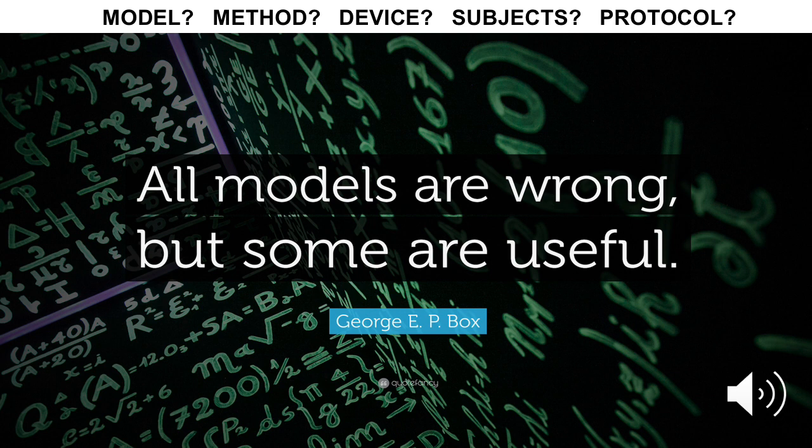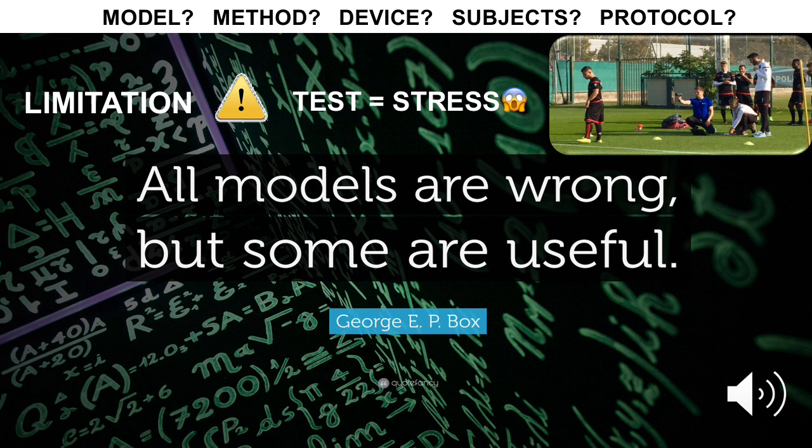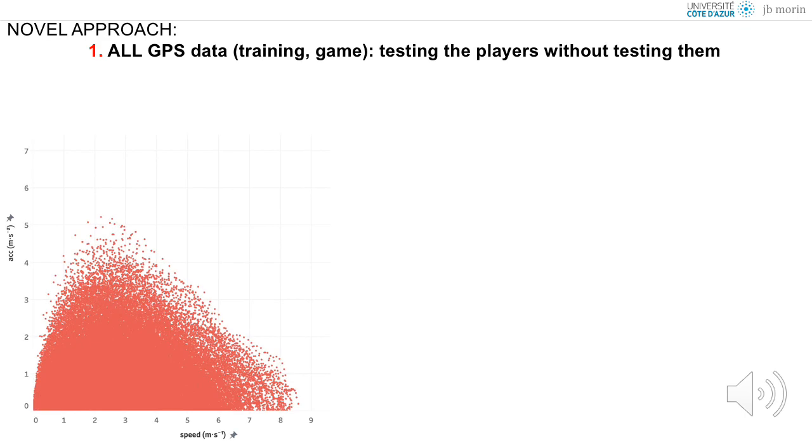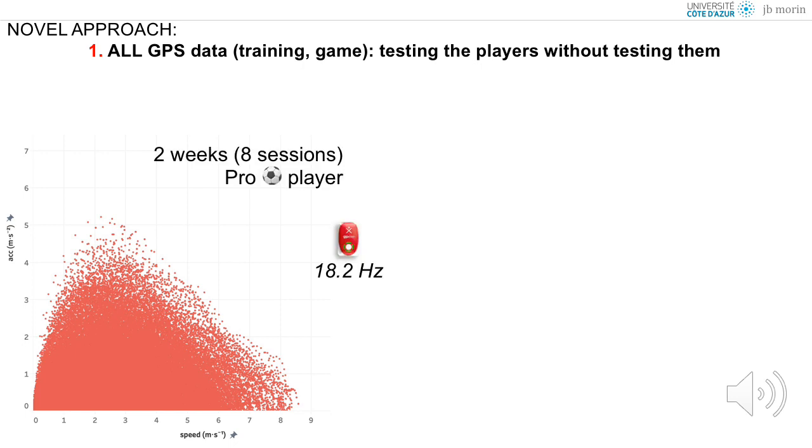However, one of the main limitations is that you need to do a test. And as you know, a test is a stress for football players and for team sport players and all types of athletes. So the idea was, can we get the same type of information without testing the players? The idea of the in-situ profile is to get all the GPS data of speed and acceleration. So for every movement, 20 times per second, you have a speed and acceleration point.